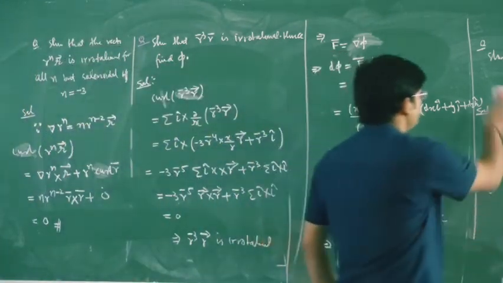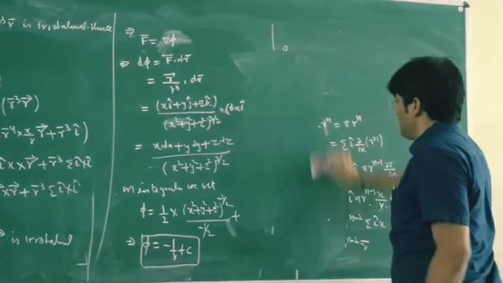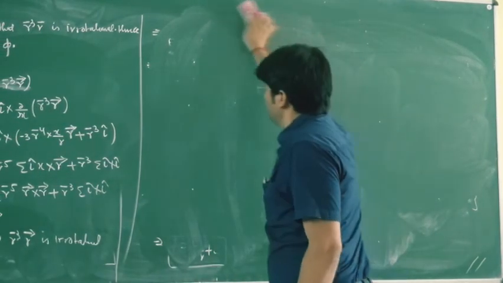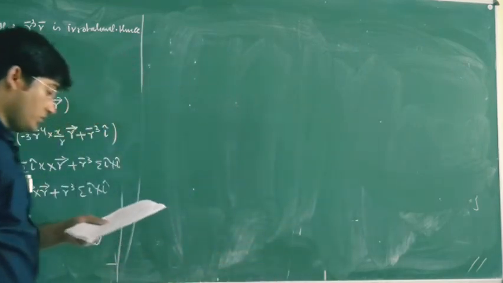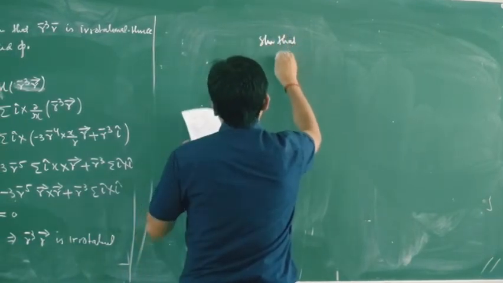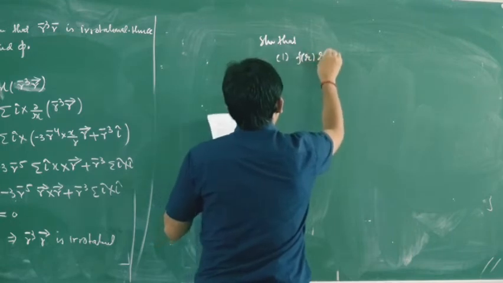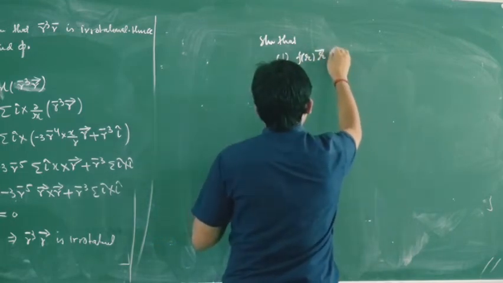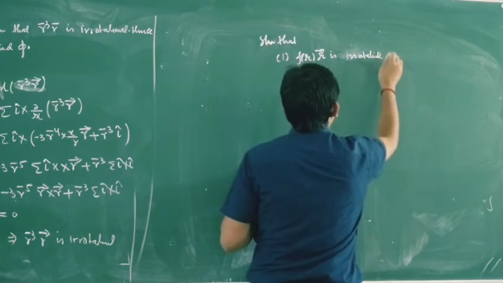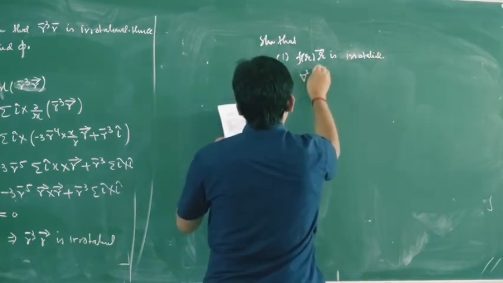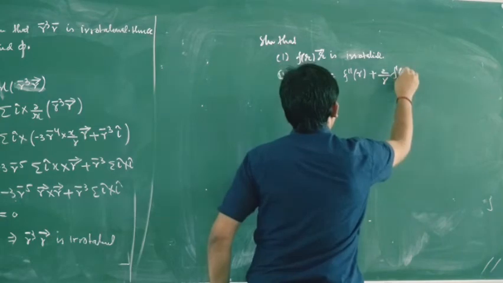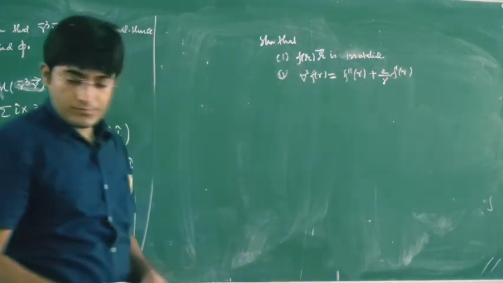Now next question. In the next question we will do two parts. The first part is show that the vector f of r into vector r is again irrotational. And then we will show that del square of f of r equals f double dash r plus 2 upon r f dash r. So let us put these two parts. Show proof.